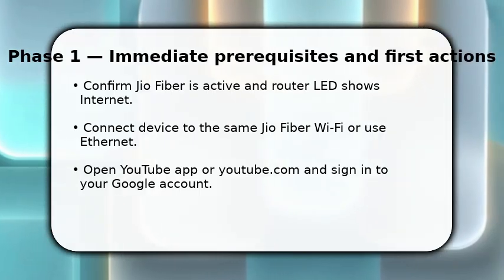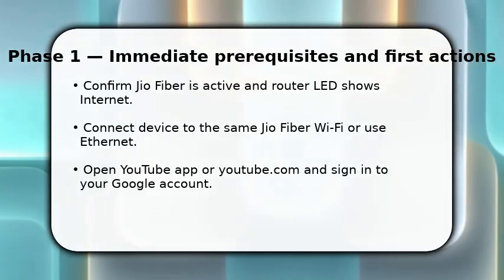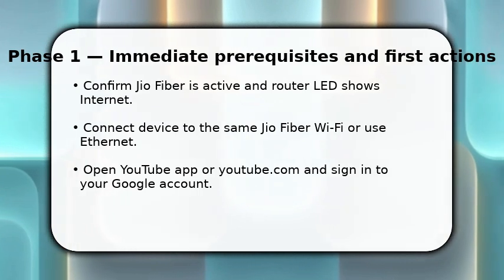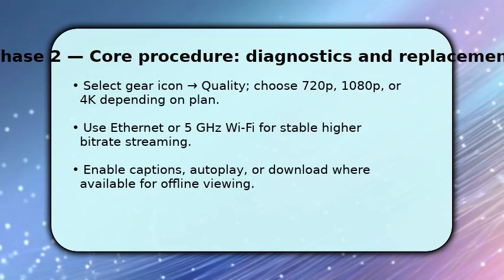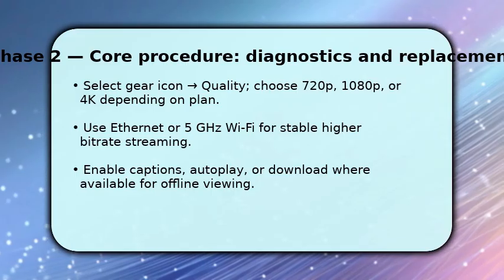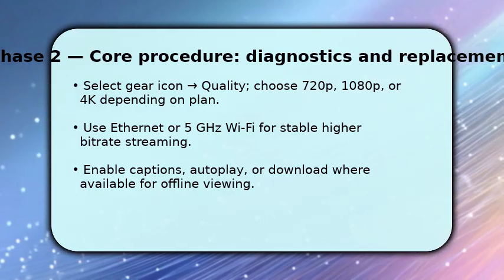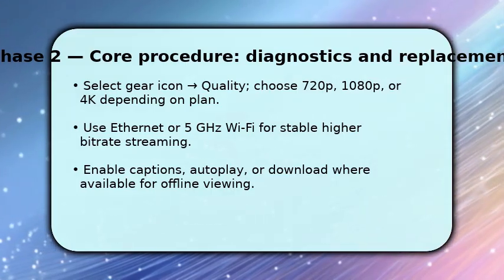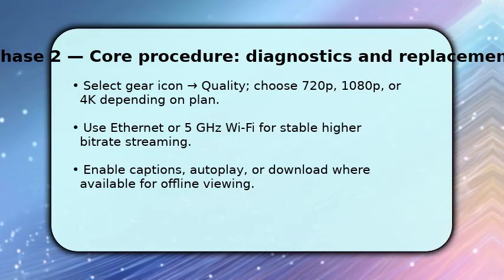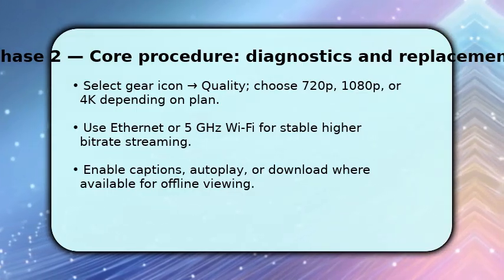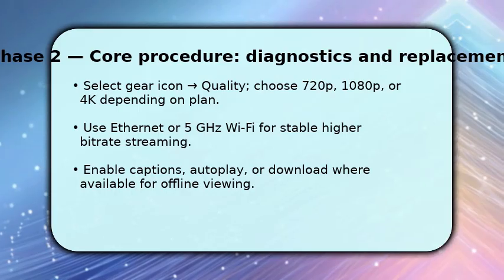If the video starts, proceed to pick a video quality. If not, check the router lights and Wi-Fi password. Now optimize how YouTube streams on Jio Fiber. Choose the gear icon and set quality. Start with 720p for stability, move to 1080p or 4K if your plan and device support it.